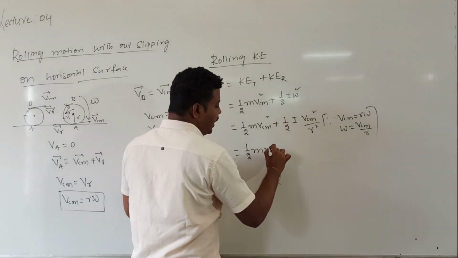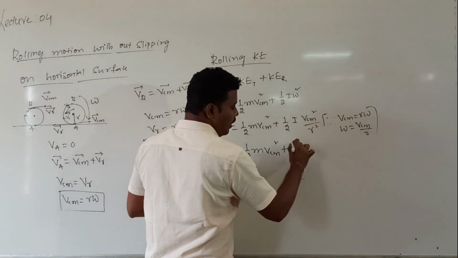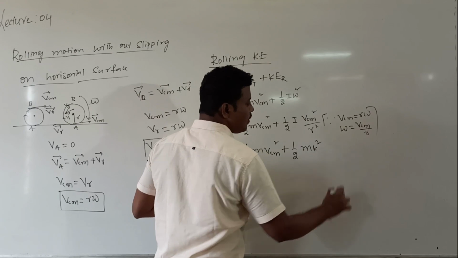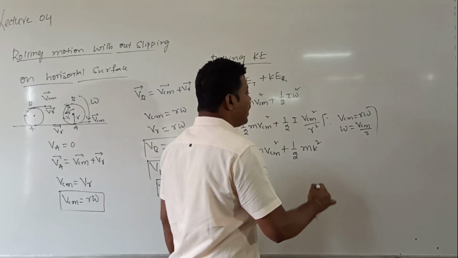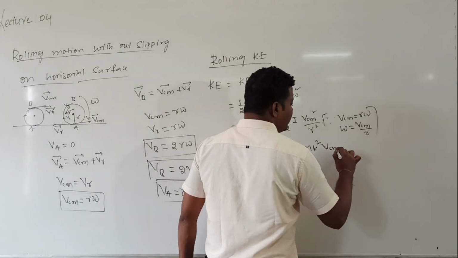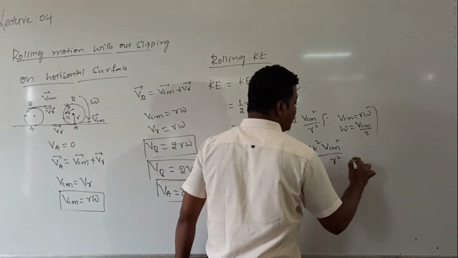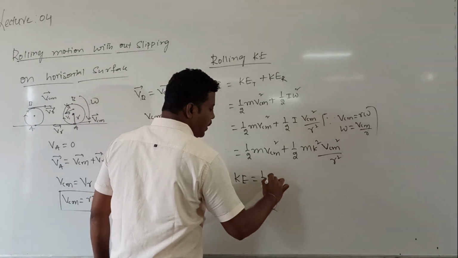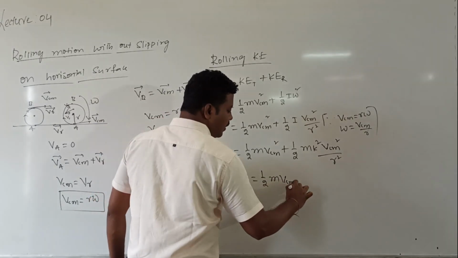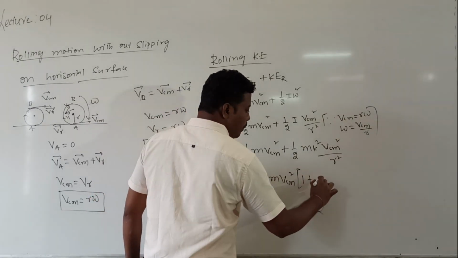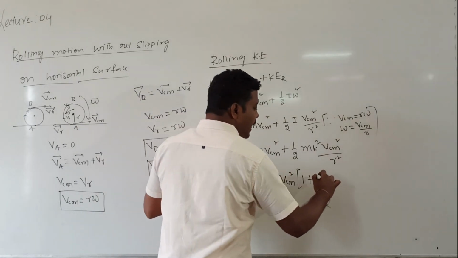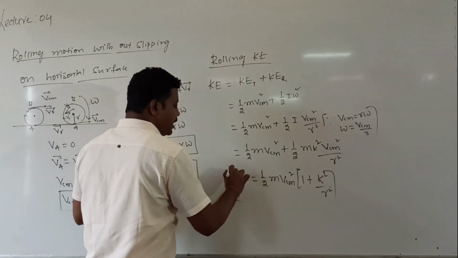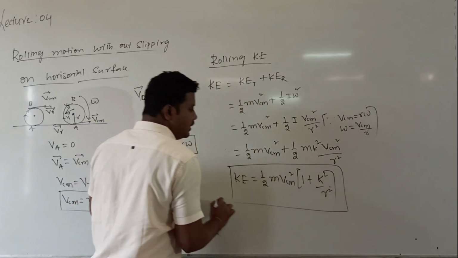Then I got the answer 1 by 2 into m into vcm square plus 1 by 2 into, in place of I, can I write m into k square? What is k? Radius of gyration, into vcm square divided by r square. Now can I take the common of 1 by 2 into m into vcm square? Then what is left is 1 plus k square divided by r square. So this is the expression for rolling kinetic energy.